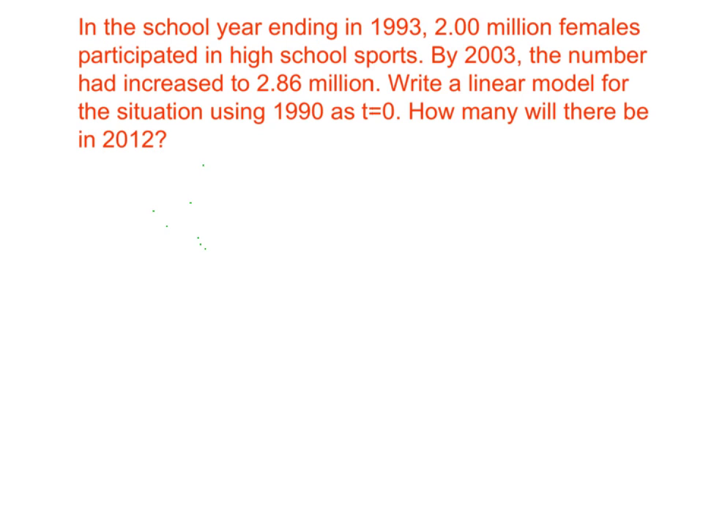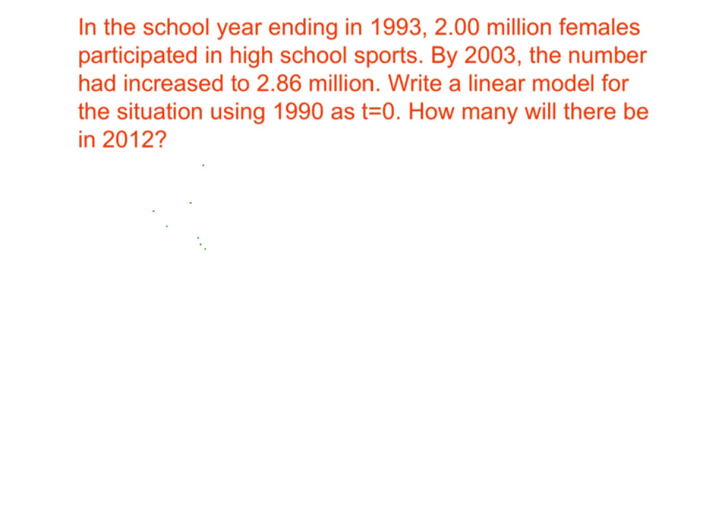Alright, we are given this situation. It says, in the school year ending in 1993, 2 million females participated in high school sports. By 2003, the number had increased to 2.86 million. We need to write a linear model for the situation using 1990 as t equals 0, and then we want to find out how many students there will be in 2012, using that model to predict.